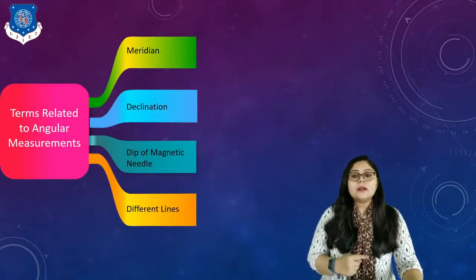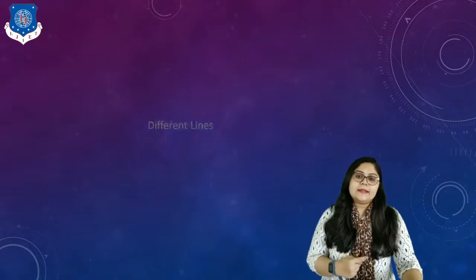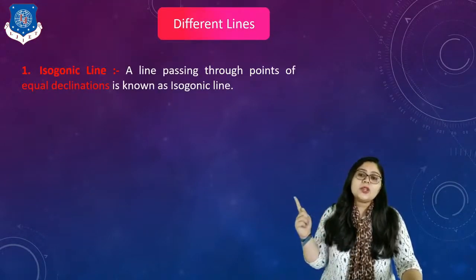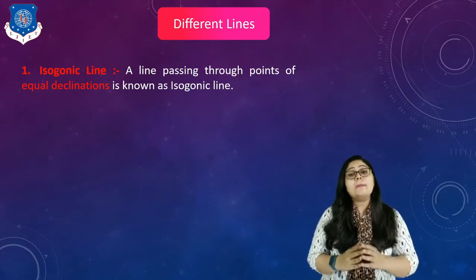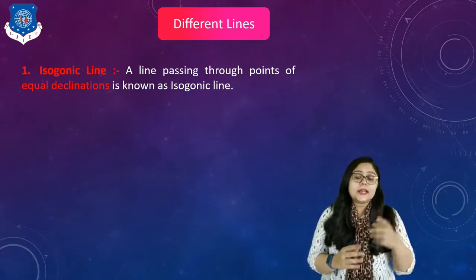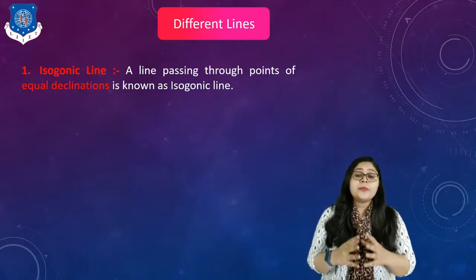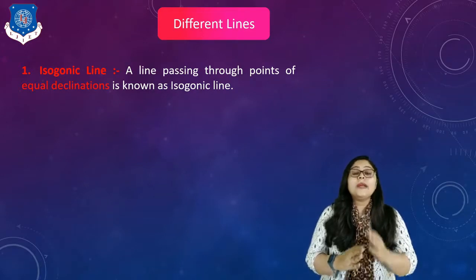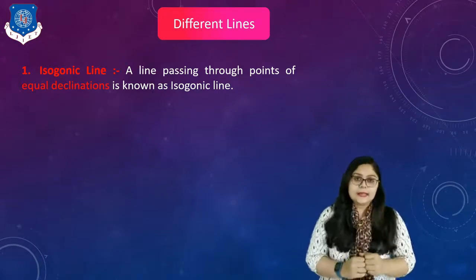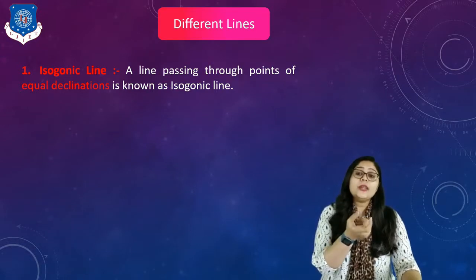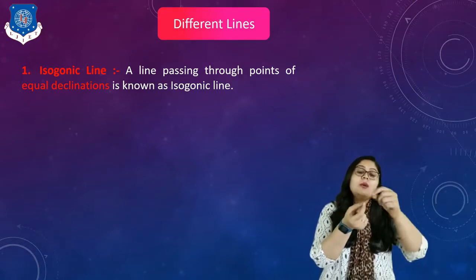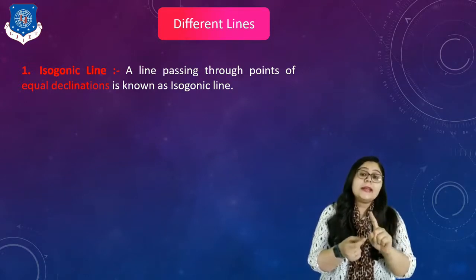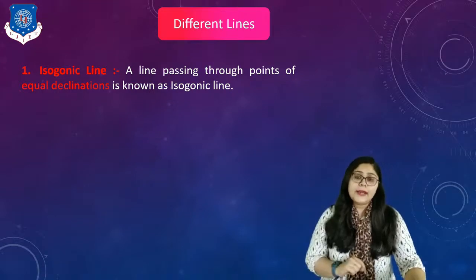So now let's understand the different lines, right? There are three types of lines, in which the first one is the isogonic line. It means a line passing through the points of equal declination is known as the isogonic line. Now what is declination? Declination is the horizontal angle made between two reference lines, right? So when the value is equal, at that time we join those points having equal declination. That line is known as the isogonic line, right?